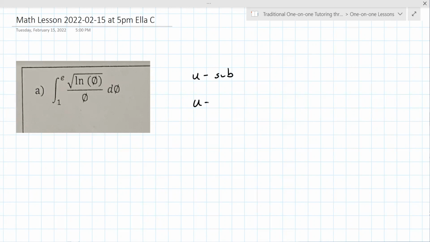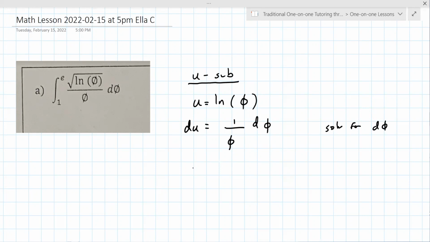Okay. And your u is the natural log of, I don't know if that's phi or phi, whatever. So when you do u substitution problems, you have to take a derivative. And there's always a d whatever your variable is, so in this case d phi, and then you solve for this d variable. So solve for d phi in this case. So it's phi du equals d phi.